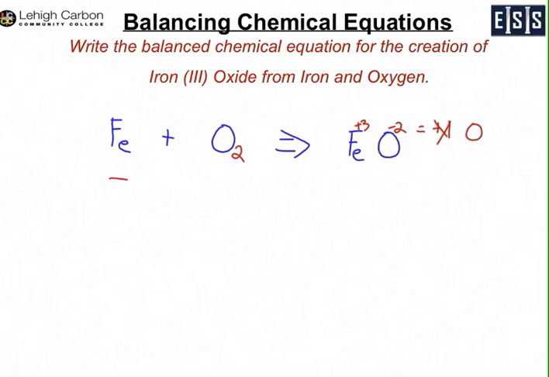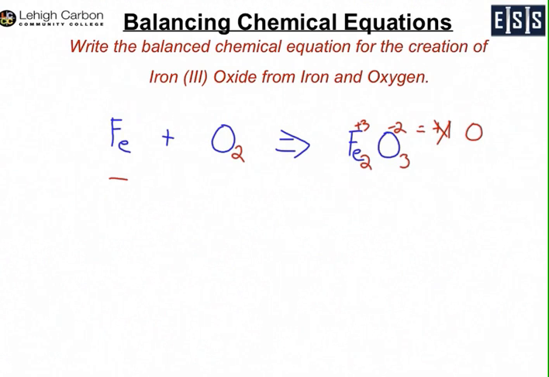So you're probably familiar with a trick called crisscross. If you have a compound like this, you take the charge from the one on the right, this oxygen here on the right, it's a 2. You bring that down as a subscript for the iron, and you take the charge of the iron, 3, and bring that down as a subscript for the oxygen.